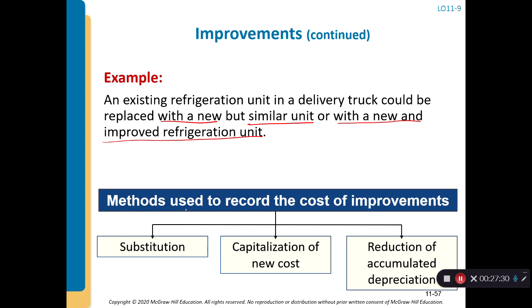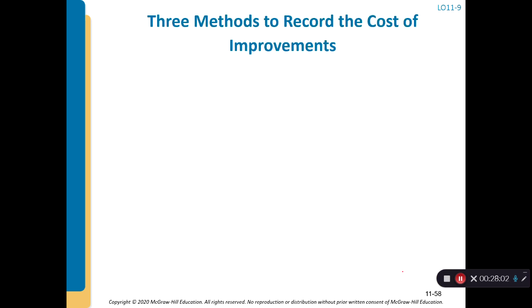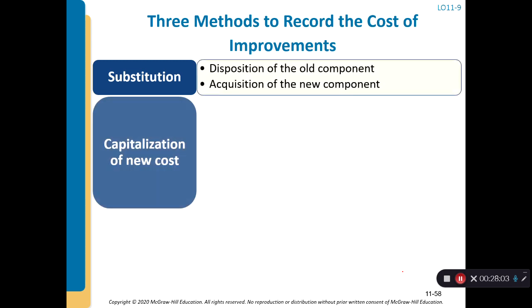So the methods used to record the cost of improvement are of three different kinds. First, if you treat it as a substitution, we use a different accounting treatment. If you want to consider it as the new part of the cost on top of the old asset, we treat it differently. We call it new cost. Or you can treat it as a reduction of accumulated depreciation for the old machine or old refrigerator. Let's look at the three different methods.